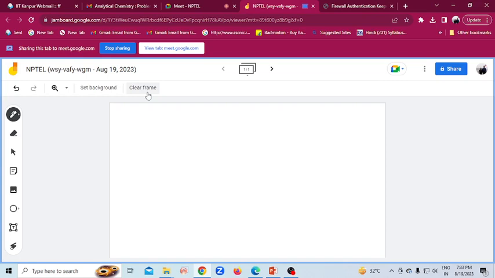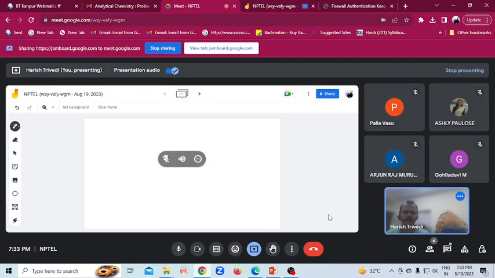Leveling effect we have already discussed. Leveling effect is caused by water, because water can give both H plus and OH minus ion. Somebody getting me?